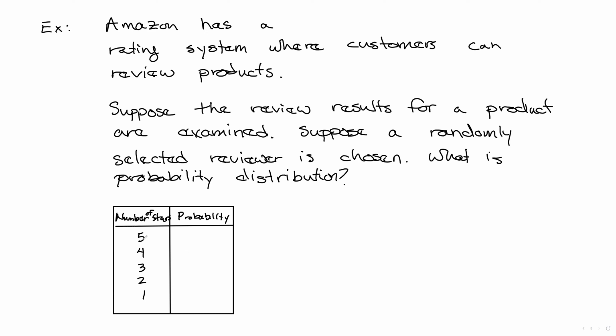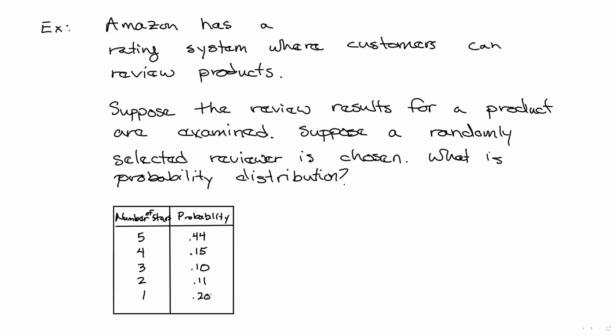That's the number of things in the event space over the number of total things in the sample space. All right, and so we're just told that that's 0.44. 4 stars, we get 0.15. 3 stars, we get 0.10. 2 stars, we get 0.11. And 1 star, we get 0.20.